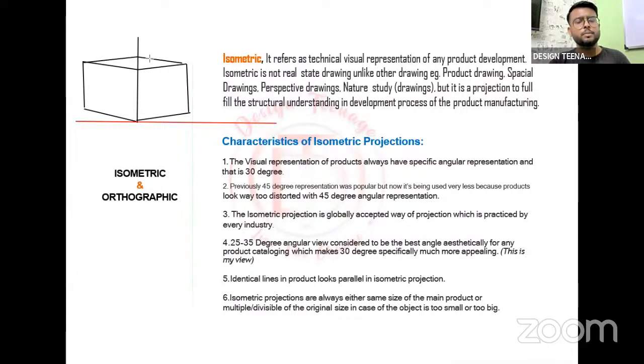Now, this is not always supposed to be an enclosed structure. This can be a structure where you are seeing an exploded view, where you are seeing the interiors of a structure also. So the base creates a 30-degree angle with the surface plane. Previously, 45-degree representation was popularly known, but it's less used because the products look too distorted in 45-degree angular representation. So all isometric representation is just 30 degrees. Isometric projection is a globally accepted way of projecting, which is practiced by every industry.